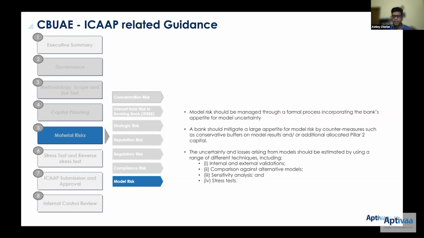But model risk quantification in itself is a whole different area and needs separate treatment. And we feel, given the time frame for banks to comply with the ICAAP guidance, most banks will look at addressing these concerns as part of complying with the model risk management guidance than as part of ICAAP guidance.